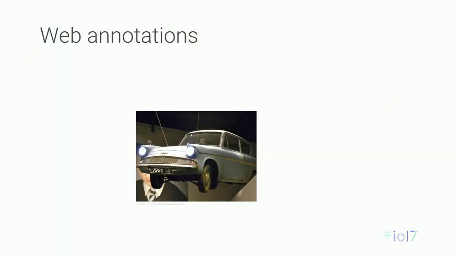So looking a little more closely into web annotations, I'm a big Harry Potter fan, so I'm going to use this image to show you web annotations. This is a picture of a car. It's not just any car. It's a car from the Harry Potter movies, and it is currently on display in a museum. So I wanted to send this to the web annotations endpoint and see what entities it was able to find in the image. The first one I found is Ford Anglia, which is indeed the correct model of this car.